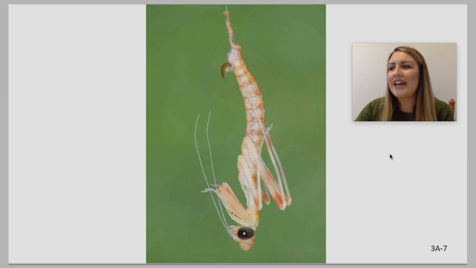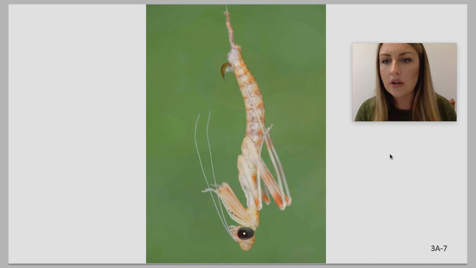Right, very good. And how many legs are on the thorax? Can you count them? Very good. And can you see how many pairs of wings it has? All right. So what is the outside skeleton of an insect called? They wear their skeletons on the outside. What do we call that?